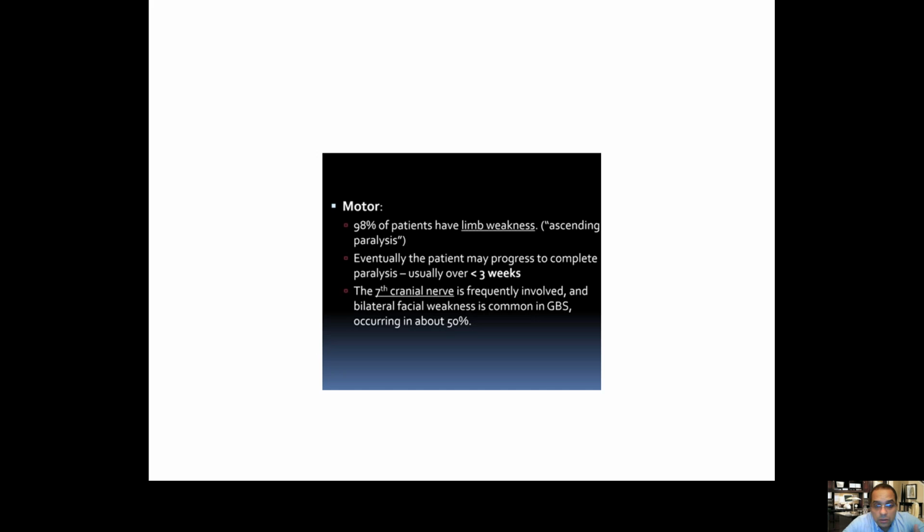Now there's something that's not completely understood, but the seventh cranial nerve is frequently involved, and you might find bilateral facial weakness, which is common in Guillain-Barré syndrome, in about 50% of cases. The reason for this is that it's a demyelinating disease, and it's a symmetrical disease, so there is no reason why it affects the right facial nerve more than the left, or vice versa. It affects both cranial nerves, and this is one of the causes. So Guillain-Barré syndrome is one of the important causes of bilateral facial palsy.